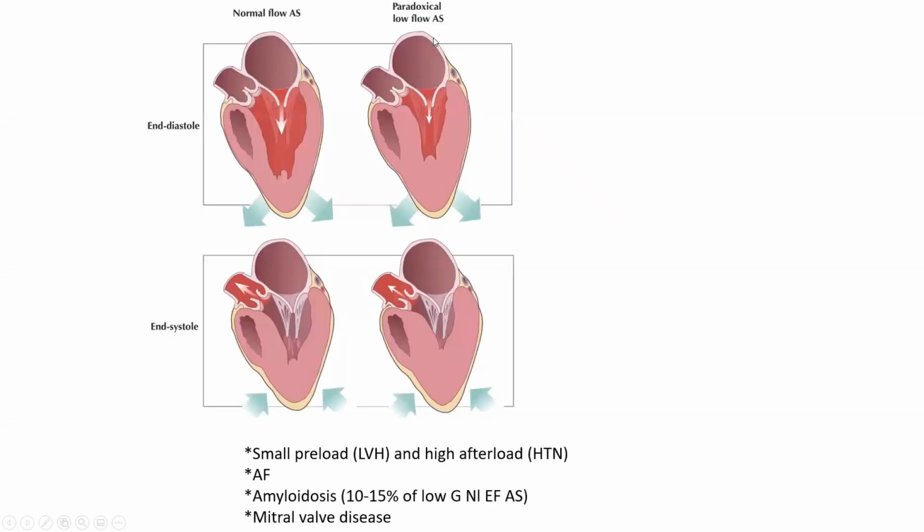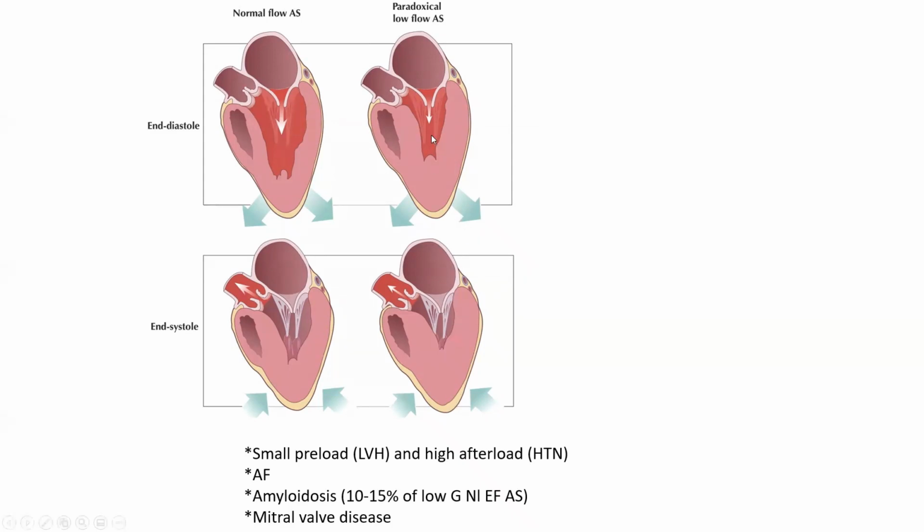Now, even when it's truly severe AS, the low gradient is not due to impaired contractility, unlike the low EF. The low gradient is due to impaired loading condition. So those patients have thick LV with a small preload, small diastolic filling, and they also have high afterload, hypertensive disease. Okay, so they have that preload afterload mismatch. So you have low preload, high afterload, and that's what's causing the low stroke volume and the low output. It is not a contractility issue.